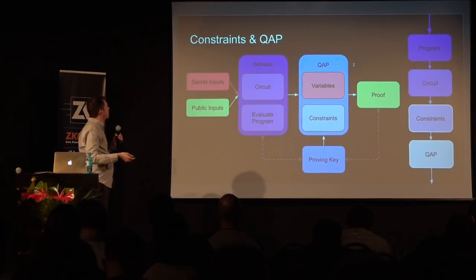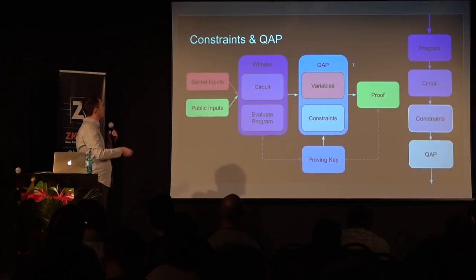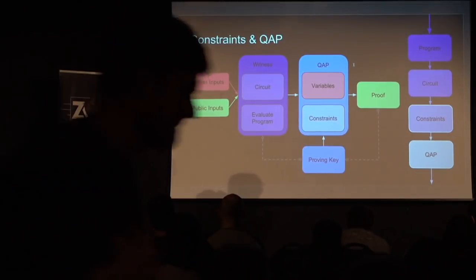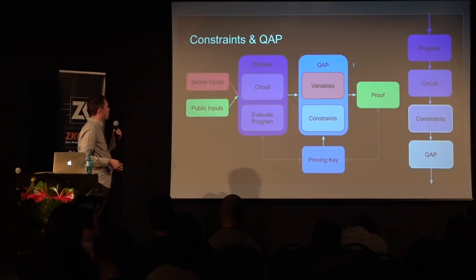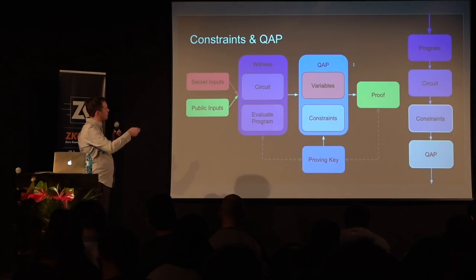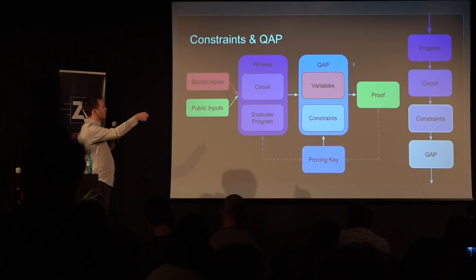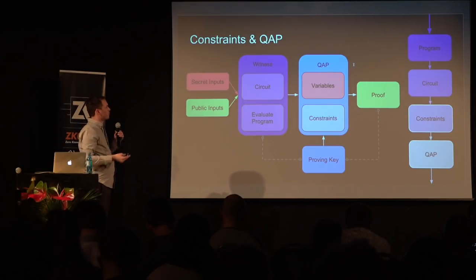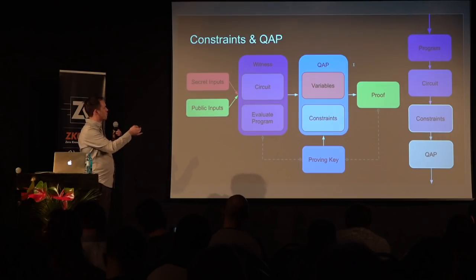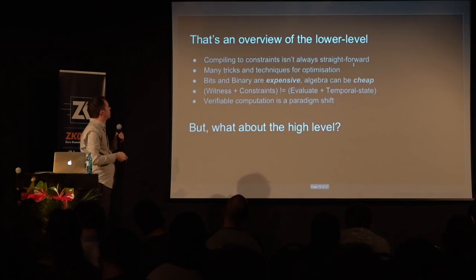So I guess the high-level view of this is you have the secret inputs and the public inputs, and you're trying to compile your program down into a circuit. From the circuit, you generate the constraints, and you also evaluate the circuit to create the variables, which ends up at the intermediate state, which is inherently linked to the proving key and the proof. And then from that, you create the proof.